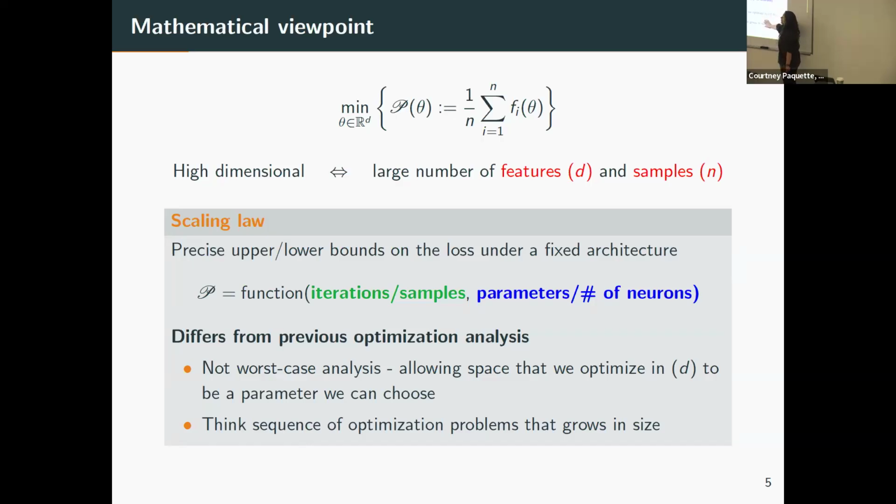You're not really in a worst case analysis. Usually worst case analysis is like, you're not going to be allowed to choose D. D is kind of fixed. You have to be able to work on all D here. Here you actually want to understand how the number of parameters affects your performance. And so the way you should really be thinking about this is that you have a sequence of optimization problems, each depending on n, the number of samples, and the number of parameters. And you want to understand how that sequence of optimization problems evolves.